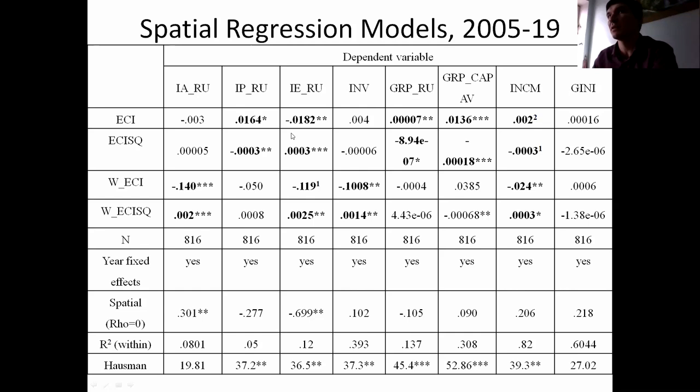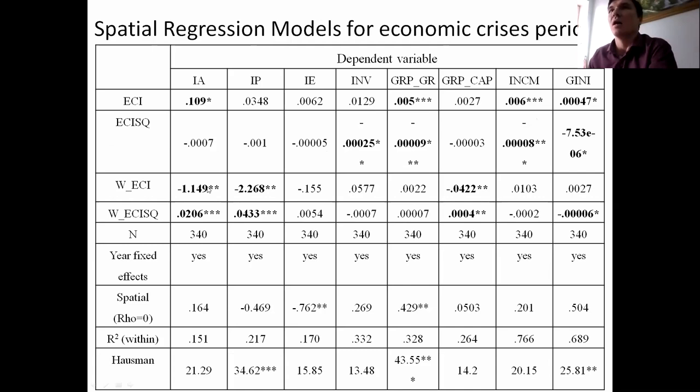because the pattern is different. Here is inverted U-shape, here is U-shaped form. For GRP growth, the influence of economic complexity is as predicted, inverted U-shaped form. Here also, as predicted, inverted U-shaped form, and here too. So concerning economic crisis periods, we still can see that economic complexity of other regions has a U-shaped form on innovation activity, but not for all variables.